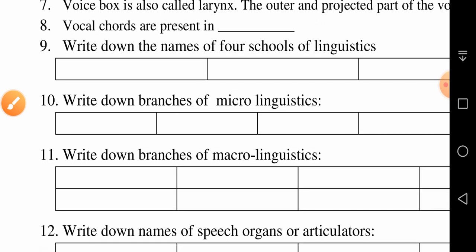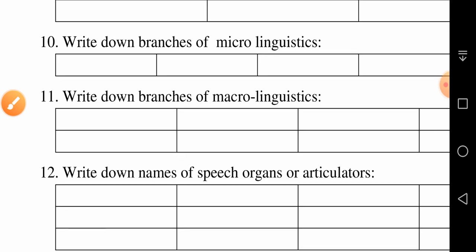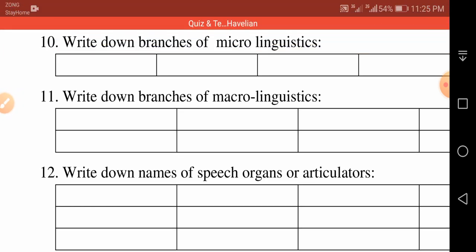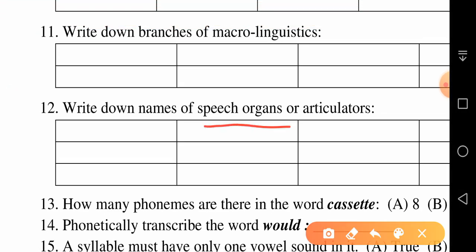Write down the branches of microlinguistics. These are quite clear: phonetics and phonology, morphology and syntax, and semantics. Branches of macrolinguistics are many: sociolinguistics, psycholinguistics, computational linguistics, pragmatics, then forensic linguistics, clinical linguistics and discourse analysis. There are many branches of these. Again, these two questions relate to introduction to linguistics.